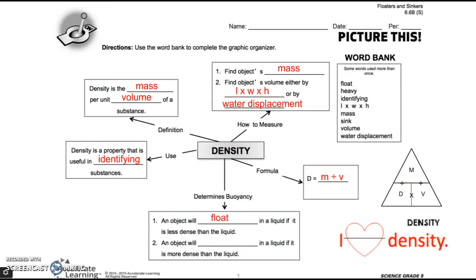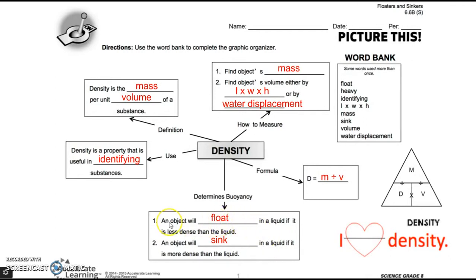Density determines buoyancy, and buoyancy means whether something floats. An object will float in a liquid if it is less dense than the liquid. So if the density of the object is less than the density of the liquid, it'll float. An object will sink in a liquid if it is more dense than the liquid. So if the object has a greater density than the liquid, it'll sink.